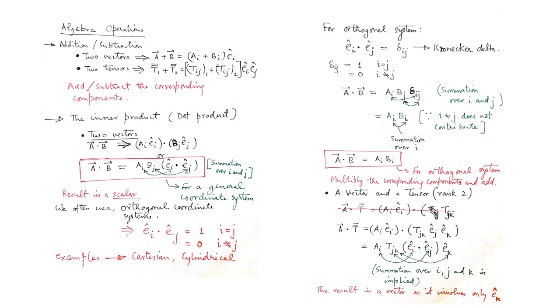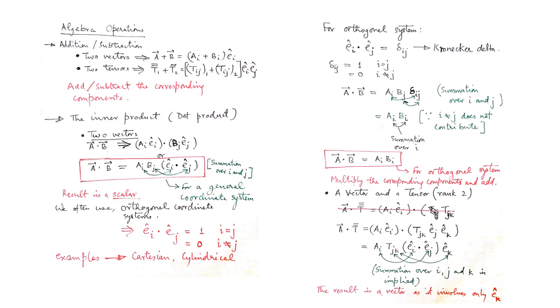Same is the story with tensors. So T1 tensor added to T2 tensor, I will write it as Tij1 plus Tij2, and of course Ei cap Ej cap, the dyads. So again here I and J are repeating indices, so you have a double summation, which is not written actually, but it is implied.